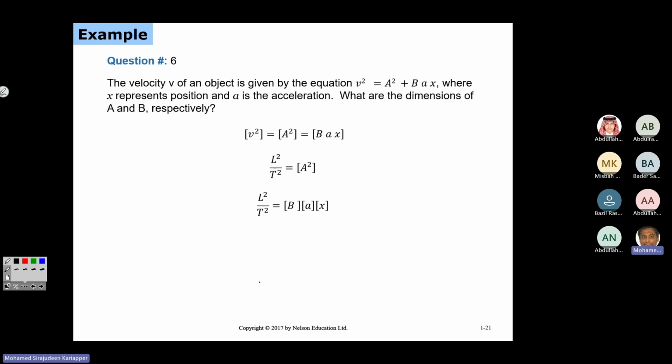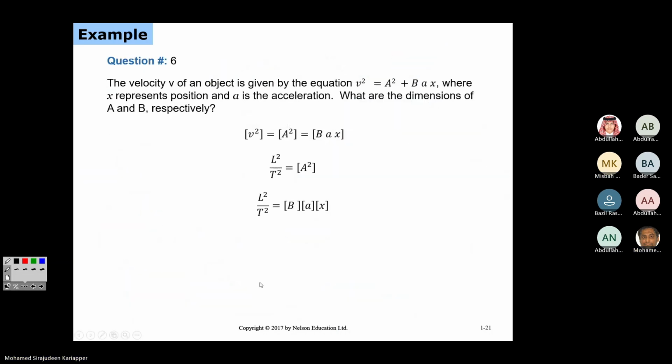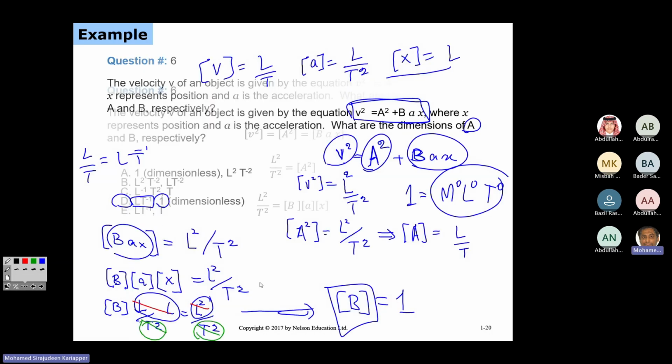Let's do this question number 6. Velocity v of an object is given by the equation v squared equals a squared plus. Is it the same question? Yes, sir, it's the same question. It looks the same. V squared.